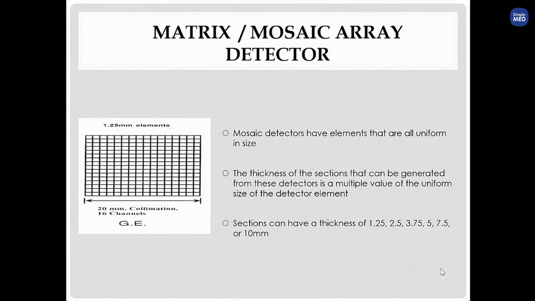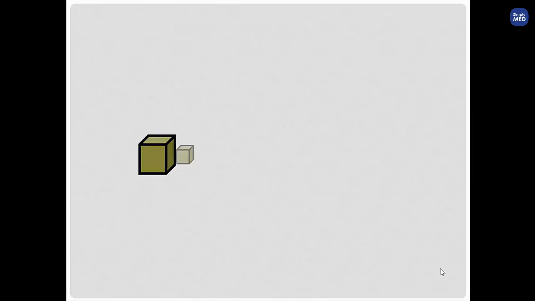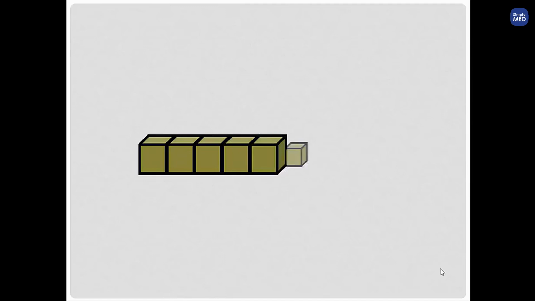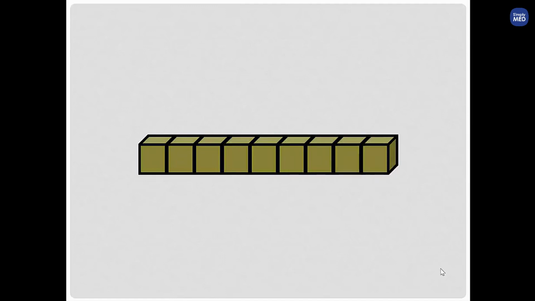Next is the matrix or mosaic array detector. Mosaic detectors have different types. There are elements which are uniform in size, or the section thickness can be 1.25 mm, 2.5 mm, 3.75 mm, 5, 7.5, or 10 mm. So this is one of the matrix or mosaic arrays. Here you can see equal intervals. The detector will be of equal interval. That is matrix or mosaic.